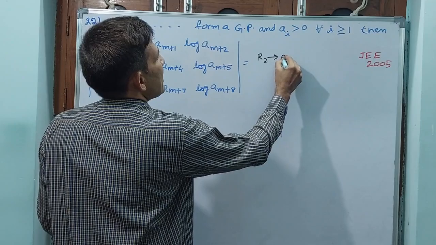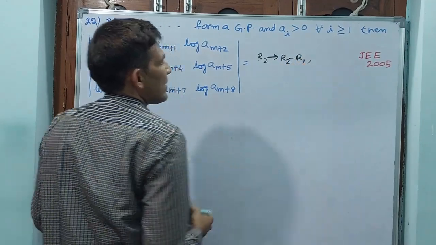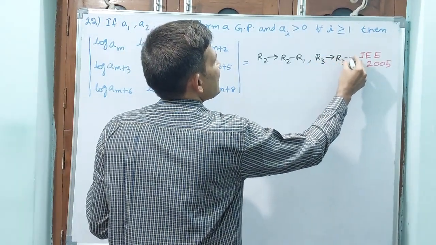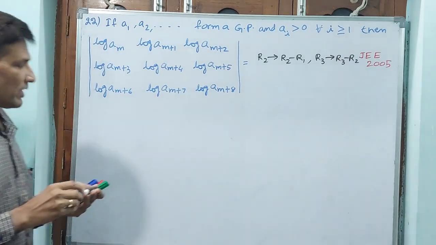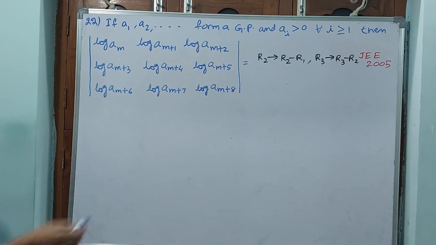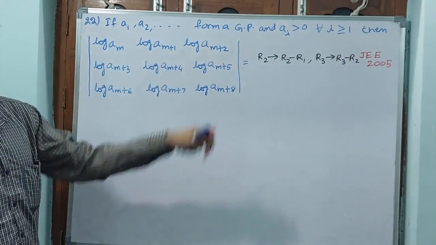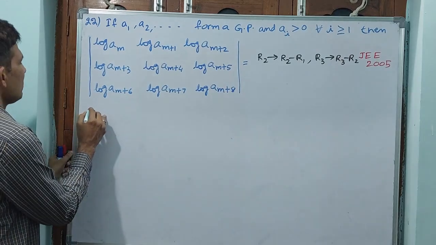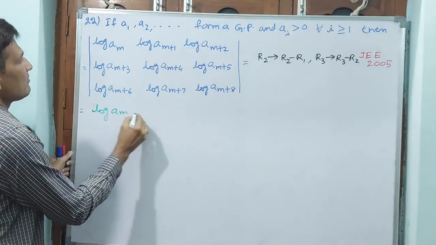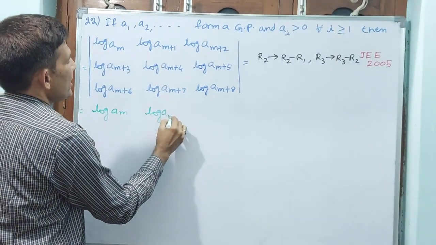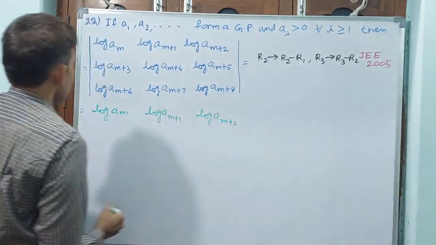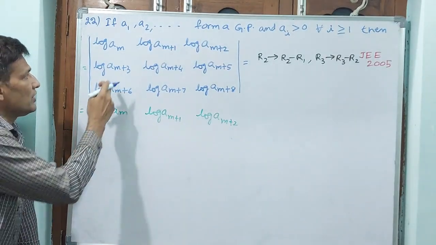R2 I am changing to R2 minus R1, comma, R3 also I am changing to R3 minus R2. Both of these you observe carefully, how I am writing here. That means R1 is changing? No, it is not changing. Write down: that is equal to log of Am, log of Am plus 1, log of Am plus 2. Now you see R2 is changing, this minus this.